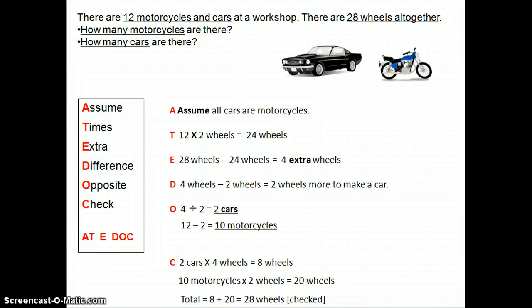So this is how you do the assumption method. Okay, I wish you good luck with all the rest of your assumption questions.